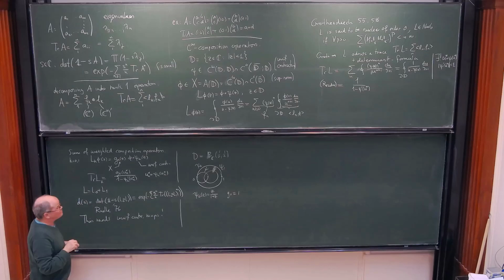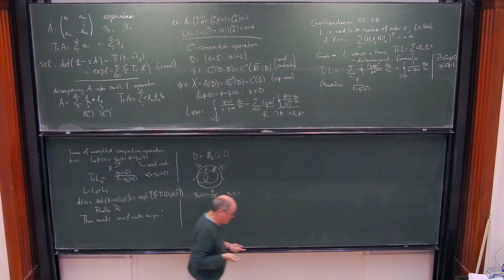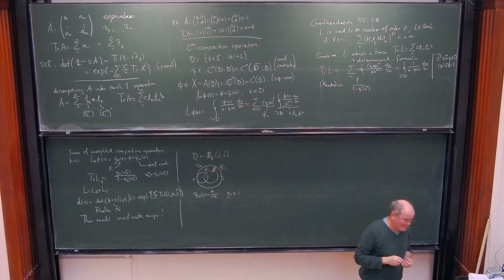Okay, so what happens then? Well, obviously, the analysis breaks down because you're supposed to divide by 0 at some point, and somehow that's not allowed.